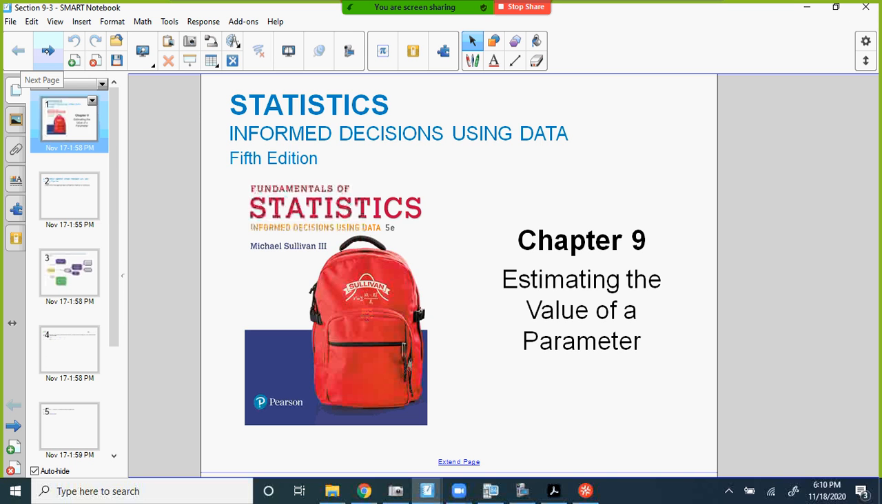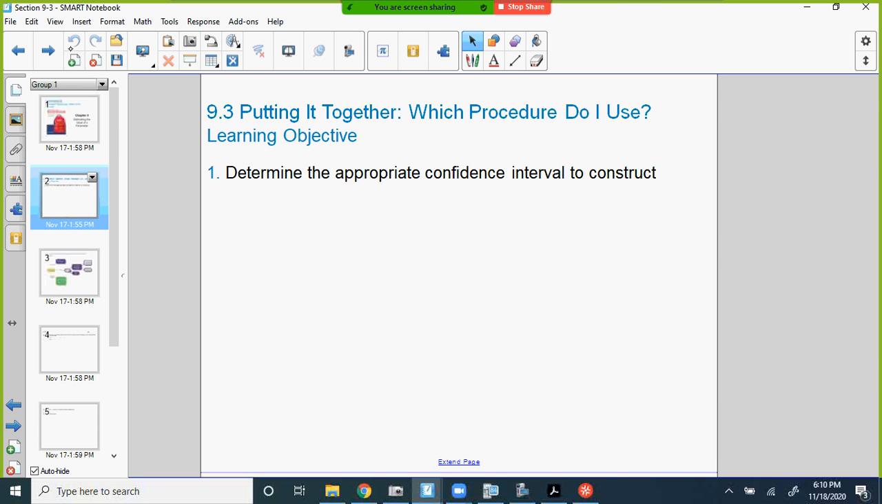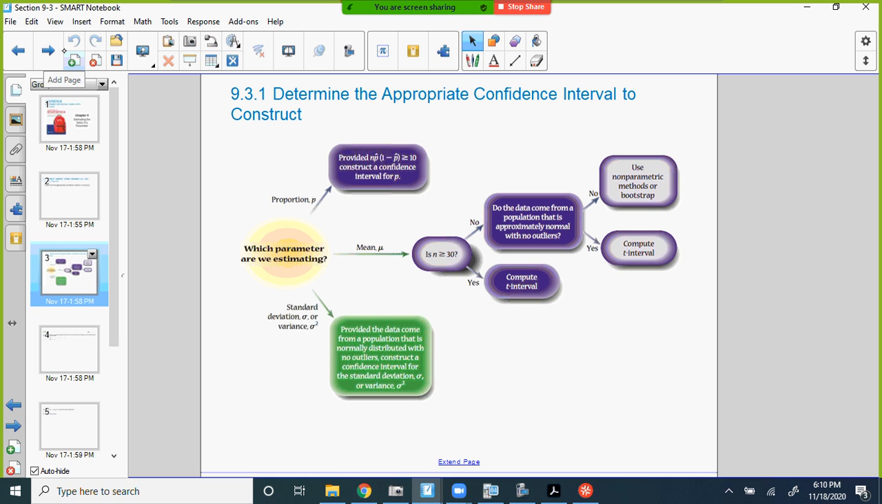9.3 is basically putting it all together. Which procedure do I use? Which appropriate confidence interval do I use to construct? Well, here's a little flow chart. And you're like, oh my God, I got to do this, got to do that. There are different flow charts that you look at. But I'll tell you, if you're given a proportion, or a p-hat, then you're going to do a one proportion confidence interval. But if you're given a sample mean, you know, how many of y'all remember this?